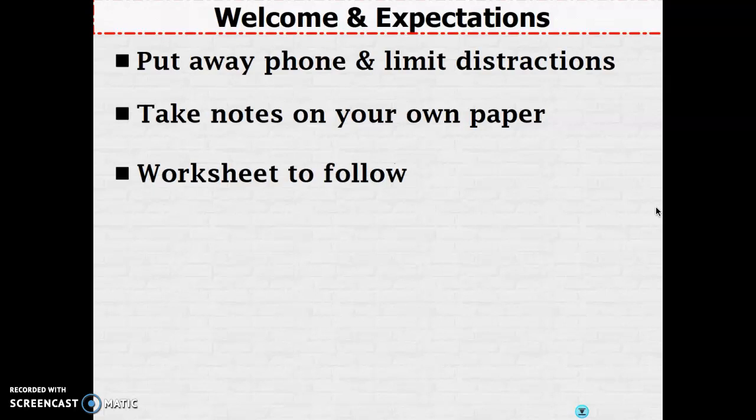So I will ask that you put away phones just as you would in class, even though maybe I'm not around to put it in the cubby for you, that you can show the maturity and self-control to put that away and limit your distractions. I will be going through some problems and you will take notes on your own paper with me. There will be an assignment following this set of notes.